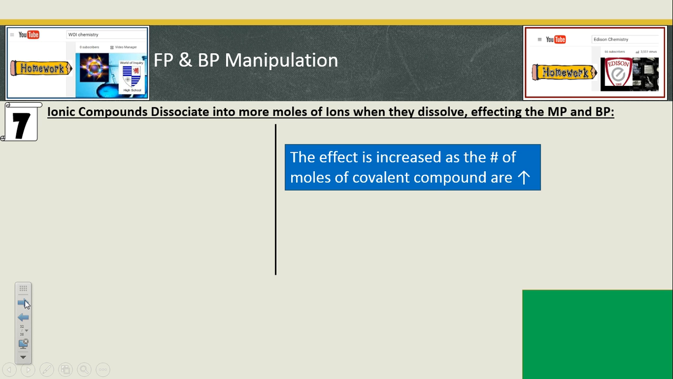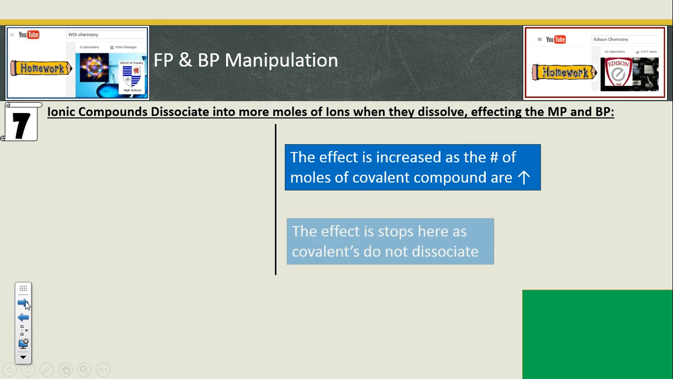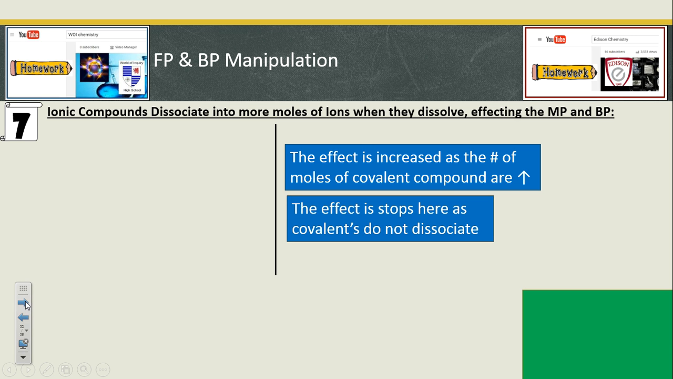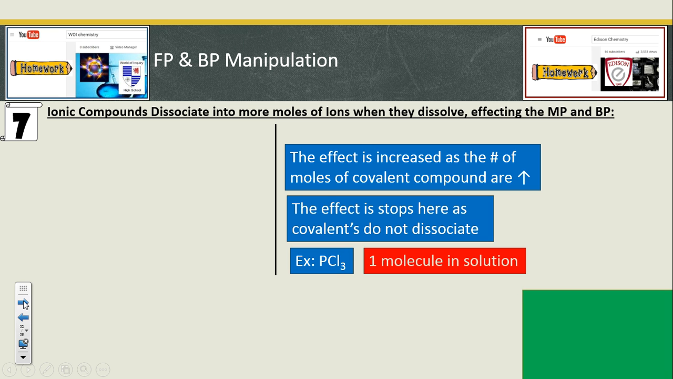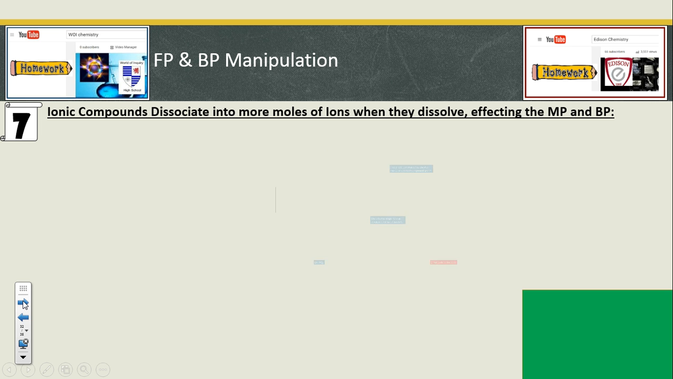The effects are increased as the number of moles of covalent compound are increased. Obviously, this is the covalent side of things, but the effect stops here as covalent compounds do not dissociate into ions. When you put phosphorus trichloride, it's only going to produce 1 molecule in solution. The phosphorus and the chloride cannot split apart because they're covalently bonded, so it's stuck as 1 molecule, so its effect is diminished.